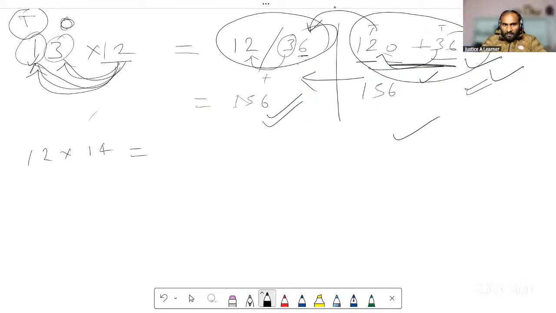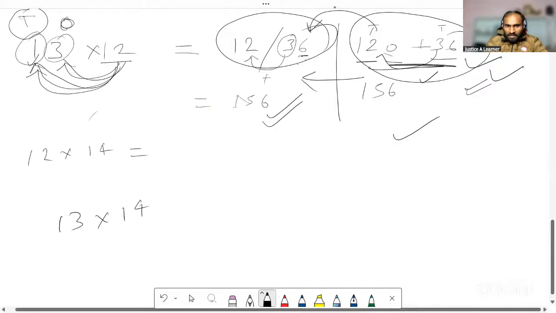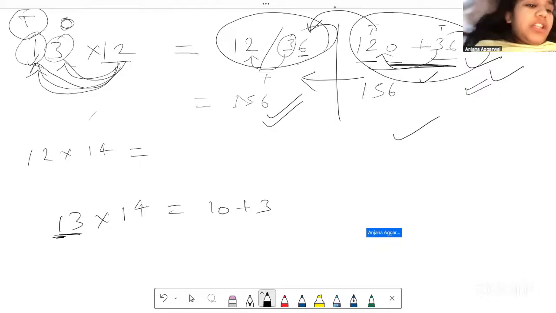You did not get it. Wait, you will get it. There is no problem. So this is the thing. I just know this is 10 plus 3. Can I say this 13 can be written as 10 plus 3? Yep. Partitioning.